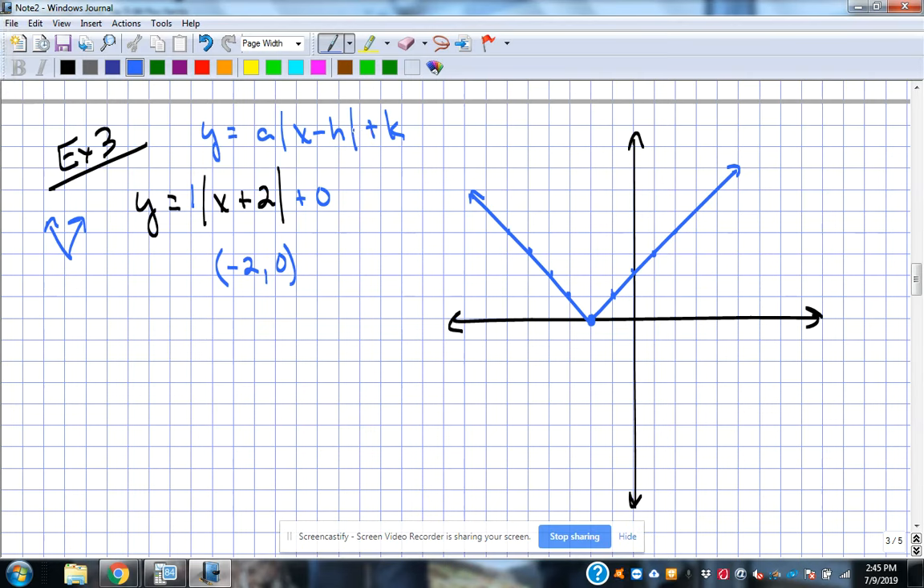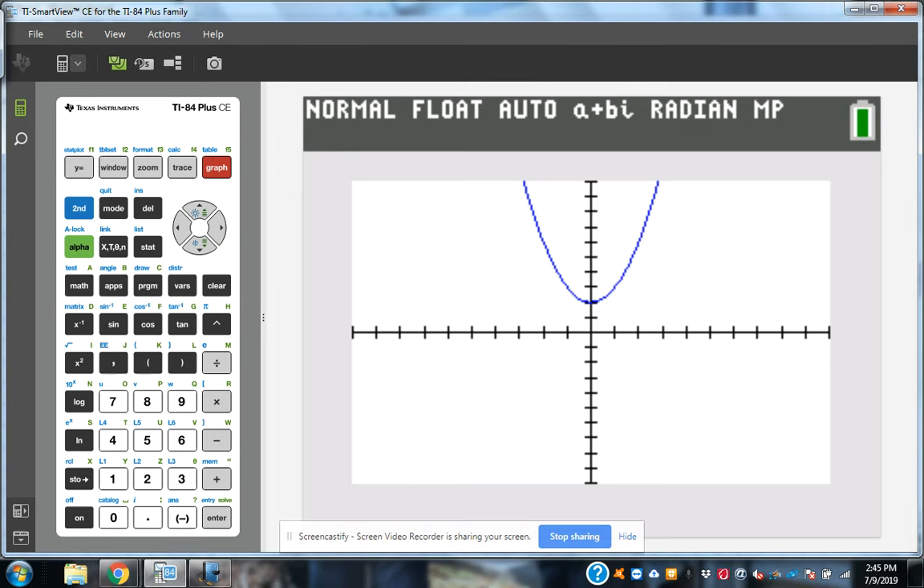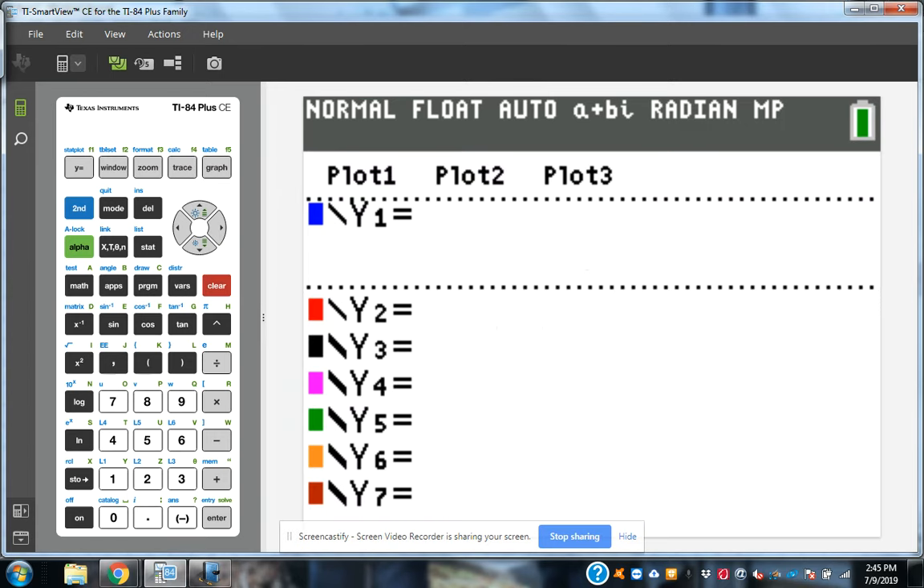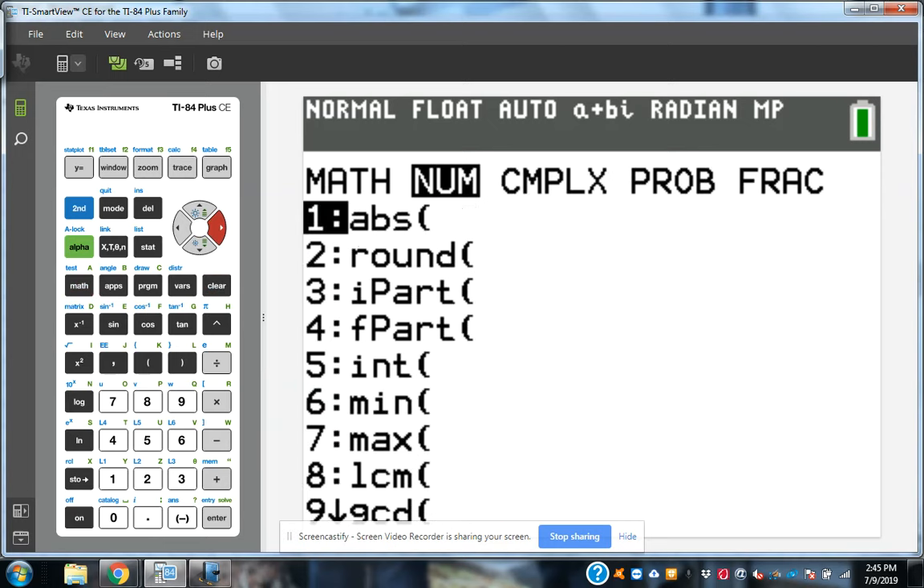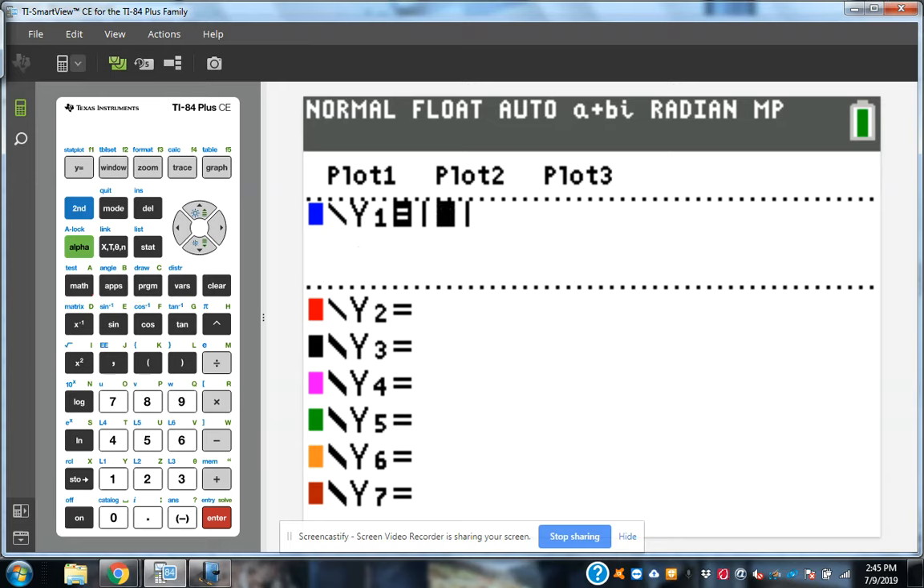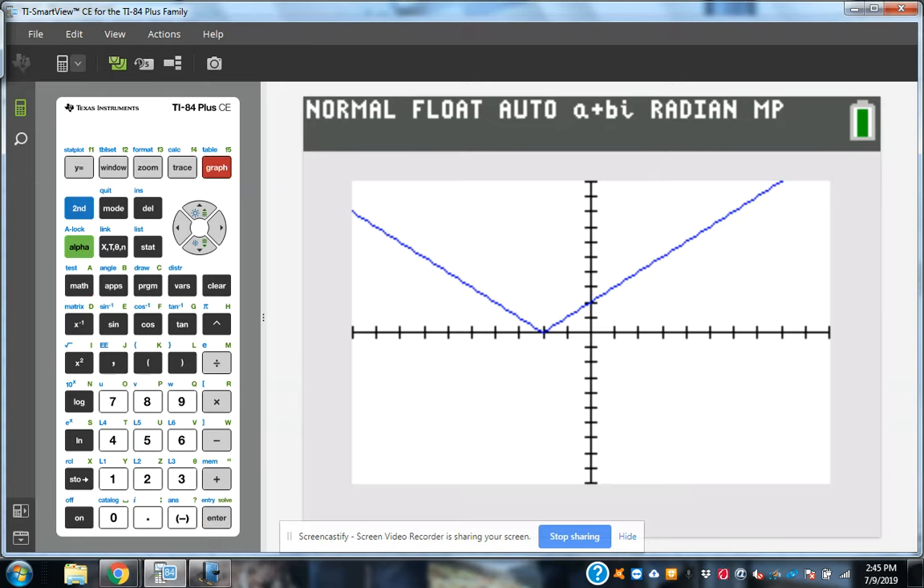To do this with the graphing calculator, y equals, clear out that one. To get the absolute value, you're going to hit math and then press over to the right, and ABS is absolute value, and then just type in x plus 2, hit graph, and there we see that V shape that we had seen with the hand-drawn graph. Okay.